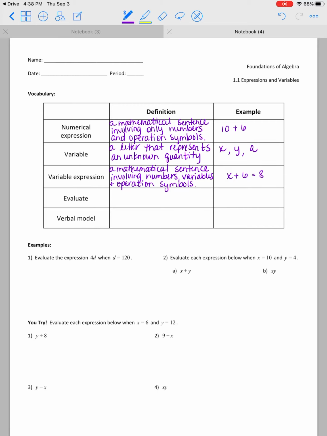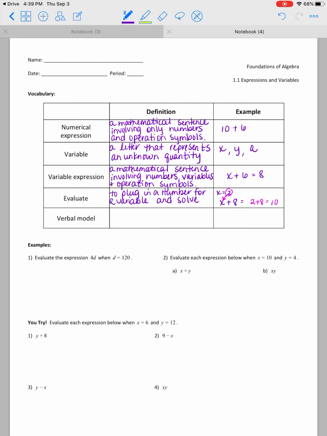Okay, the fourth vocabulary word is evaluate, and that means to plug in a number for a variable and then solve the problem. Okay, so I might have something like x equals 2, so then x plus 8 equals, and then I'm going to actually take that 2 and plug it in, so I get 2 plus 8, which equals 10.